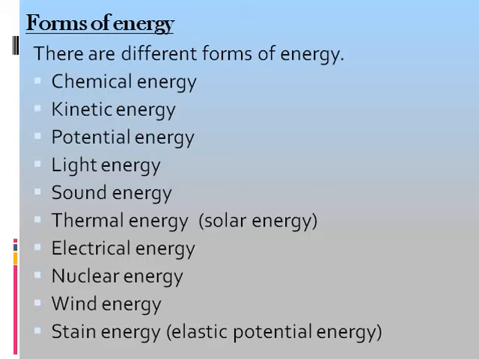m is the mass of the body and v is the velocity of the body. So it is the product of mass, velocity into velocity. So kinetic energy depends on the speed of the body. Now you see the moving car, it has kinetic energy. So kinetic energy is energy possessed by a body which is in motion.